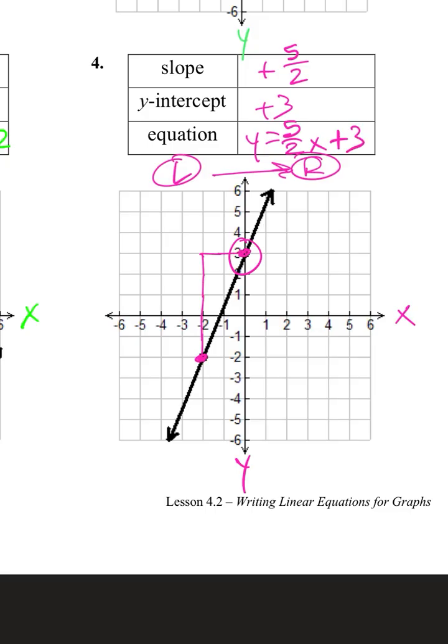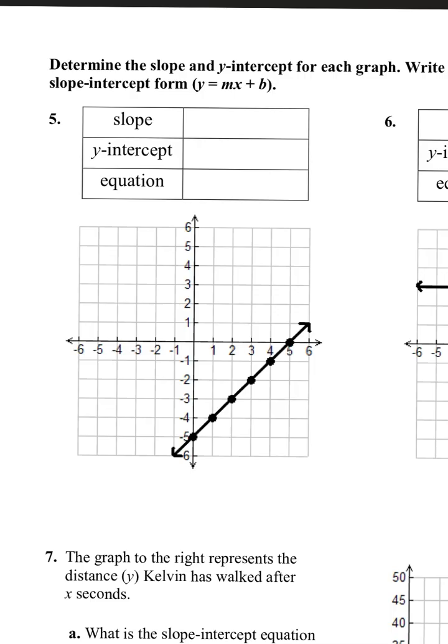Okay, let's take a look at number 5 and 6. Okay, so here we are on the second page. So your instructions for 5 and 6 say, determine the slope and y-intercept for each graph. Write the equation for the graph in slope-intercept form, y equals mx plus b.